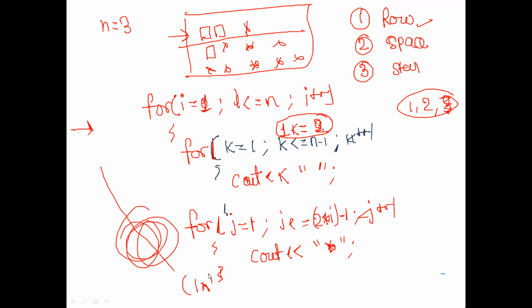Once you have done the new line, just go back to I plus plus and again start the loop. When you start again, I value will become 2 this time. When your I is 2, the K condition will be different, the J condition will be different, like that.